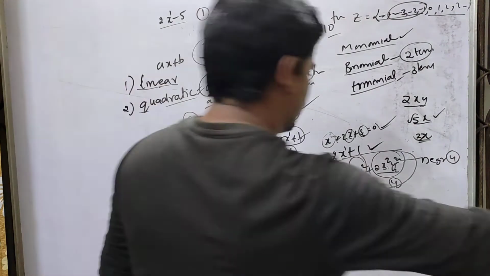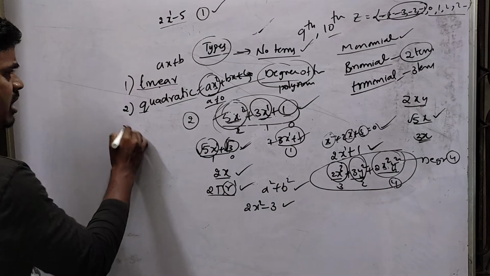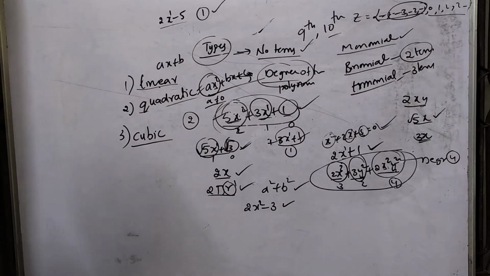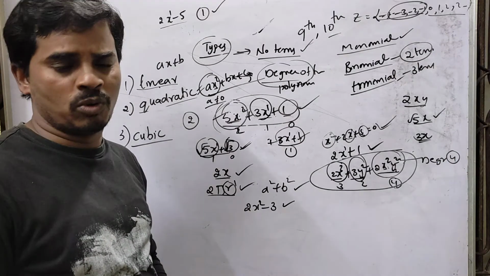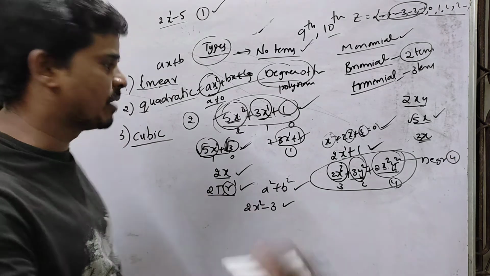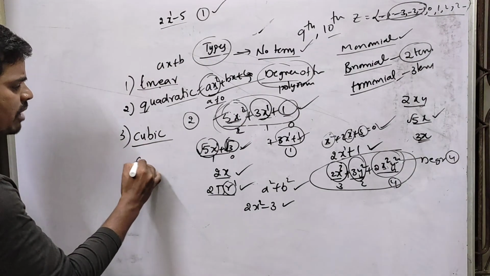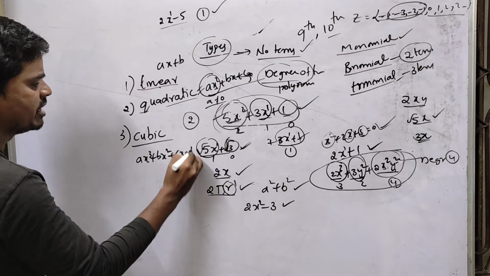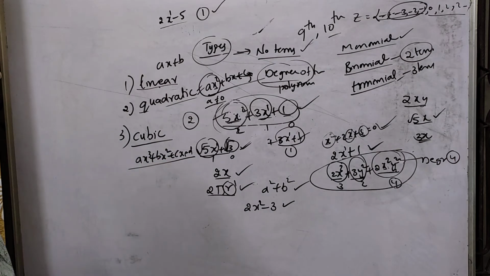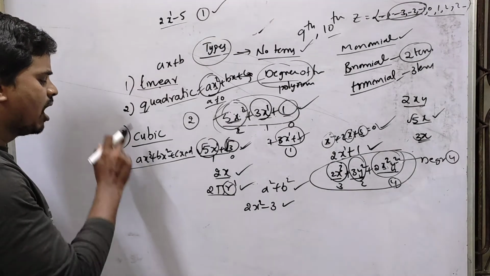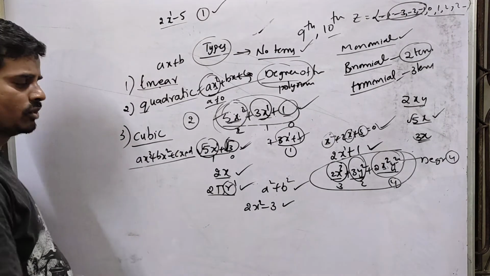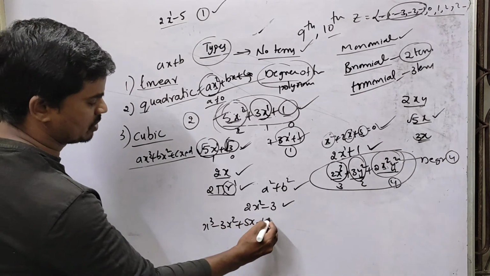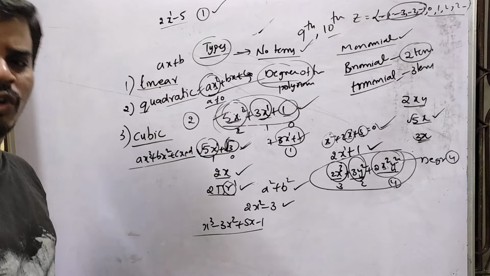Okay. Next, the cubic polynomial. Degree 3 polynomials are called cubic polynomials, students. The highest degree must be 3. The general form of a cubic polynomial is ax cube plus bx square plus cx plus d. So there must be a term of degree 3. For example, x cube minus 3x square plus 5x minus 1. So this is a cubic polynomial.